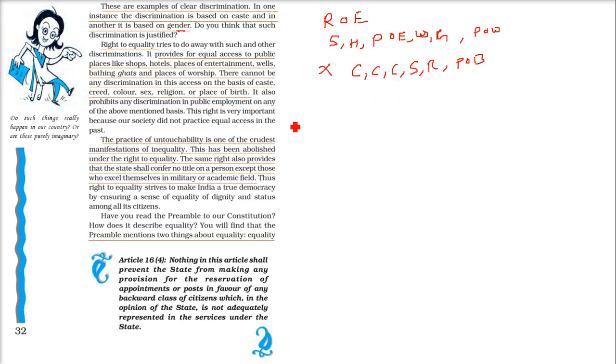We have learned that there was a practice of untouchability, and this was the crudest, the bad thing which happened in our society earlier. Now also some people follow it, but this was the extreme case. Under the right of equality, this was abolished under the law. Under the law, there cannot be untouchability. If you follow untouchability, you will be behind the bars.